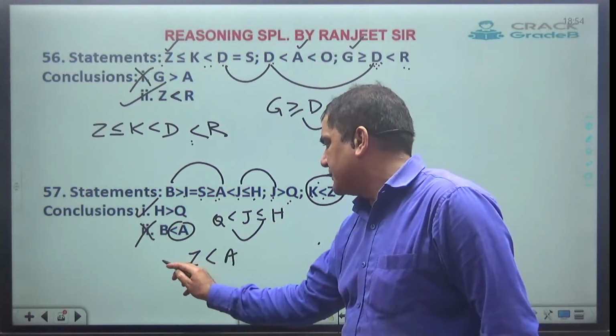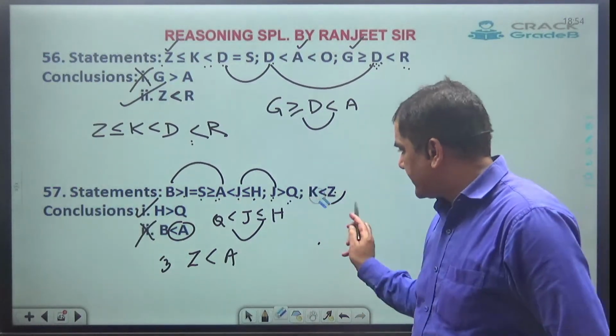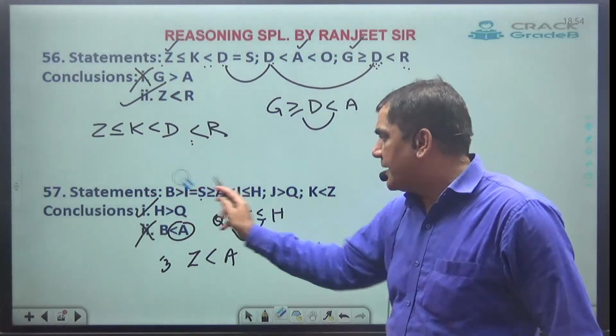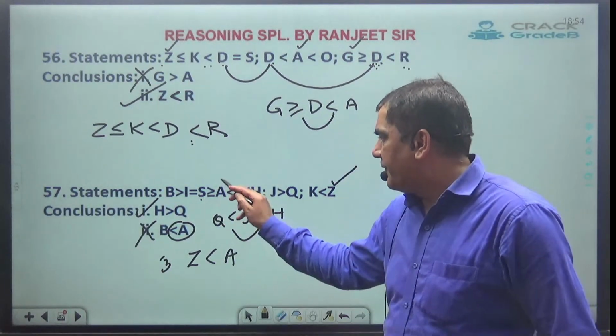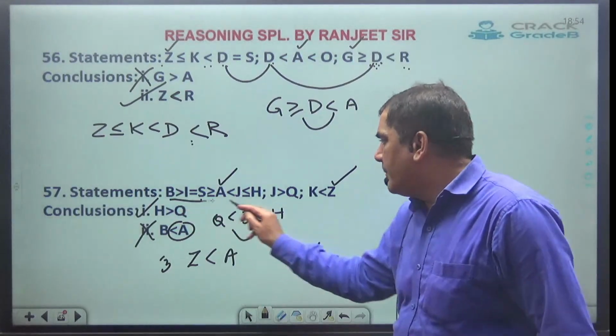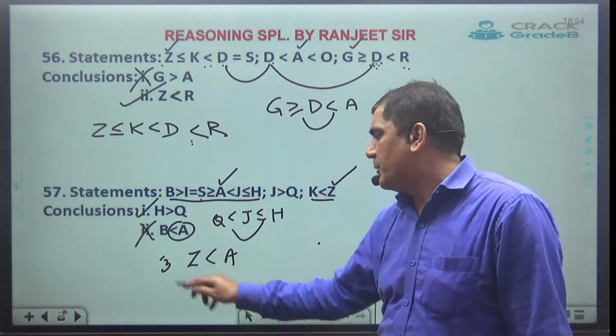Now here in the same one, suppose they have asked the relation between Z and A, like this, third one, Z and A. So what can I say? Z comes where? In the third statement. A comes where? In the first statement. Is anything common between first and third? No, sir, nothing is common. Means what? No relation is possible. Third is wrong.